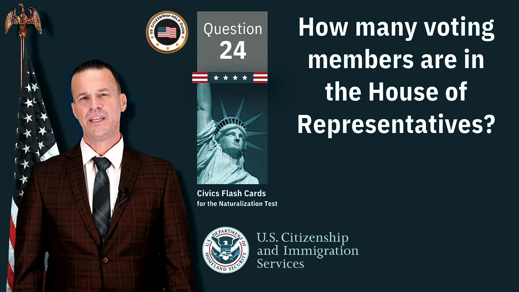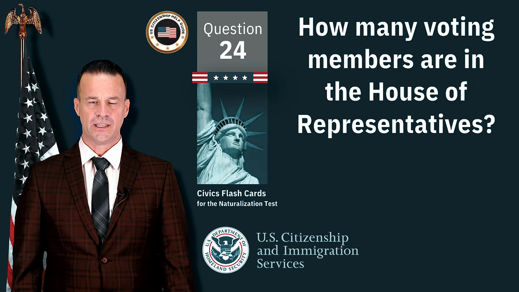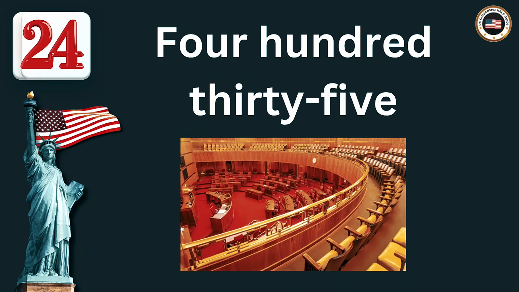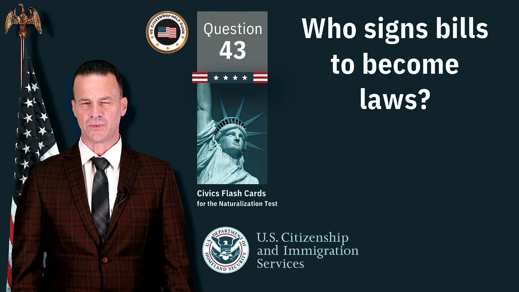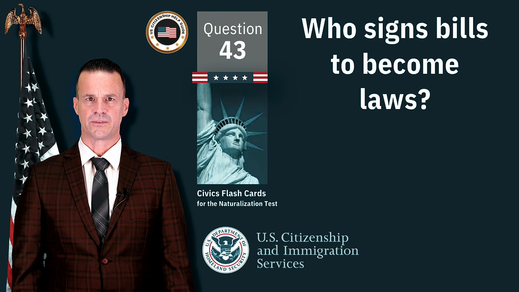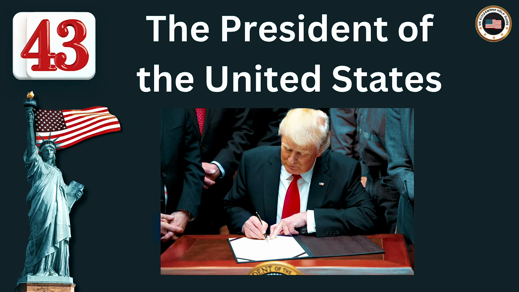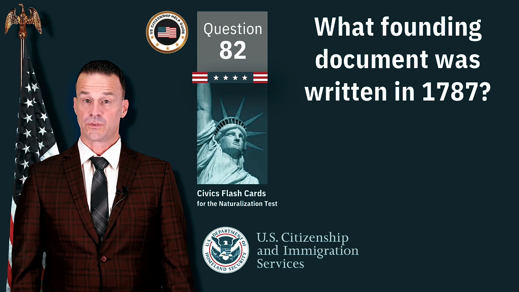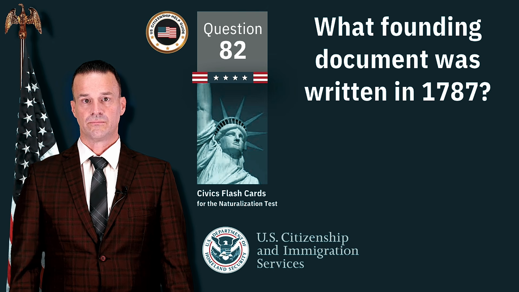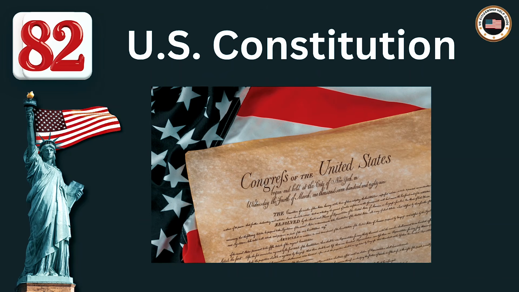24. How many voting members are in the House of Representatives? 435. 43. Who signs bills to become laws? The President of the United States. 82. What founding document was written in 1787? U.S. Constitution.